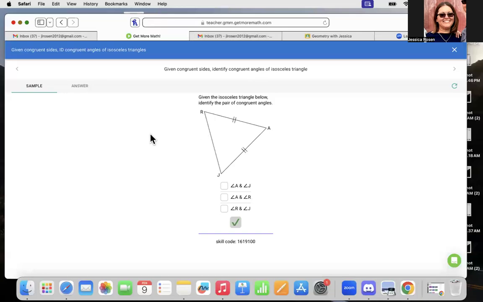All right, we are starting some new information with isosceles triangles. There are different types of triangles that we need to know. Isosceles is going to have two sides that are congruent.